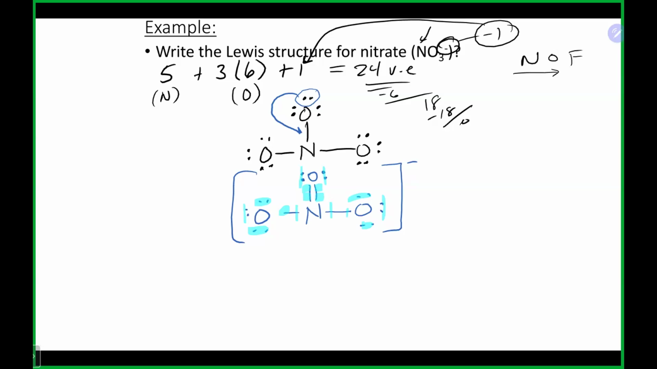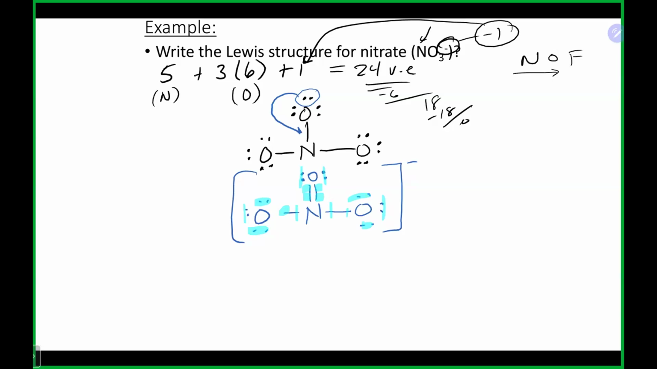Everybody has 8 electrons. If you count up the total number of electrons, before I highlighted everything, you have 24 total electrons. So we have the right number of electrons. Everybody has gotten to the octet rule. Everybody's super happy in that case. Yes. Any questions on that?